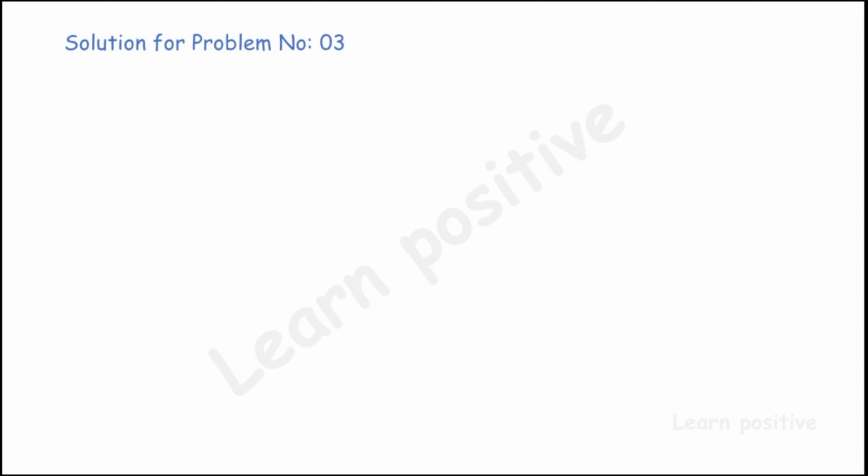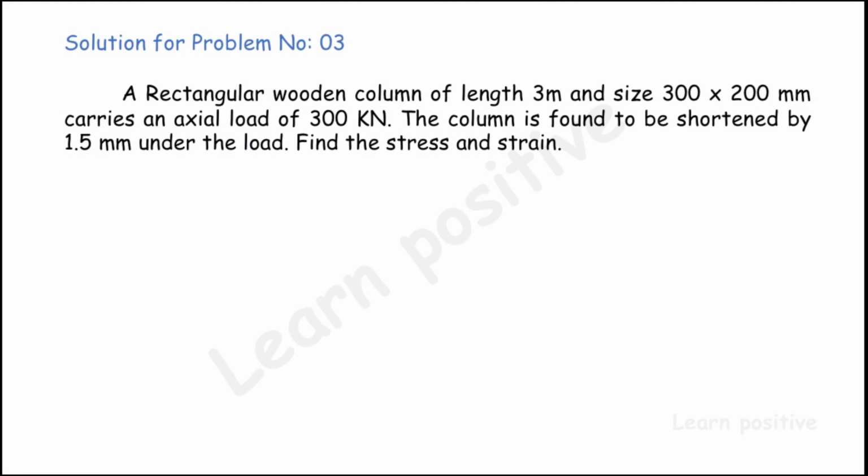Today's topic is solution for problem number 3. So this is the third sum. A rectangular wooden column of length 3 meter and size 300 into 200 mm carries an axial load of 300 kN. The column is found to be shortened by 1.5 mm under the load. Find the stress and strain. So this is the question given by them.